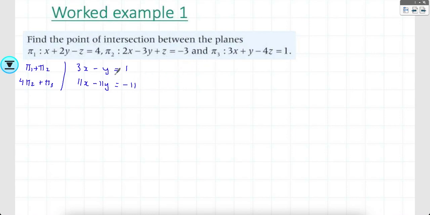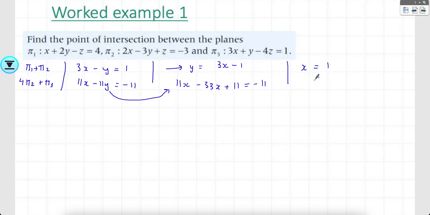What I'm going to do is take the first equation and make y the subject. So I end up with 3x minus 1. And then using this 3x minus 1, I'm going to substitute it here. So I end up with 11x minus 11 times (3x minus 1). Let's just immediately expand out. It's going to be 33x minus, plus 11 equals minus 11. And then as you solve this, you'll end up with x equals 1.